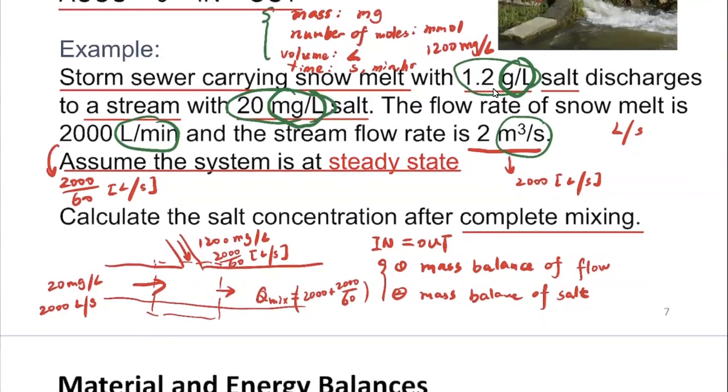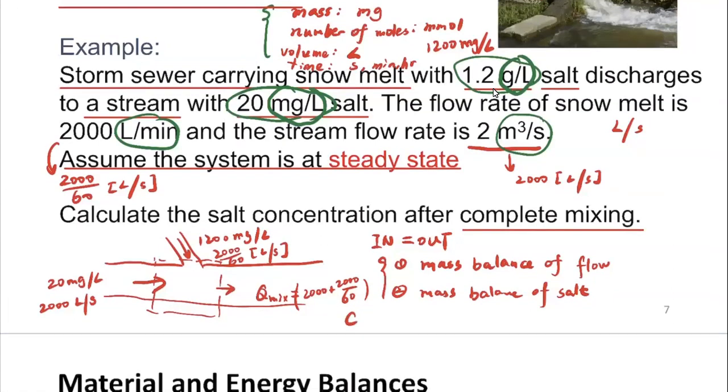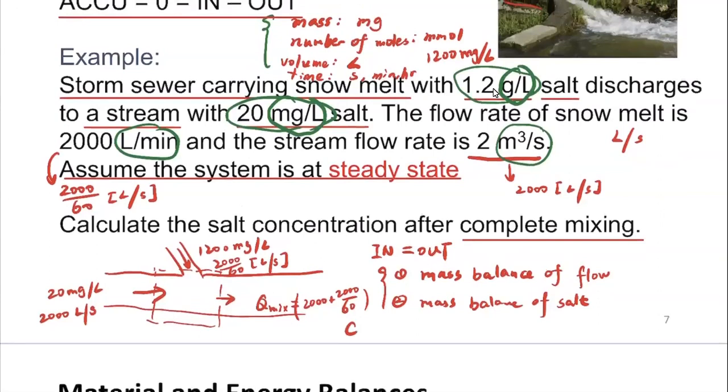And then secondly is the mass balance of the salt, right? We need to calculate what is the inflow of the salt species into this control volume. So we have two inflows. The first one is coming from the stormwater. What we need to do is use a C, let's say we start to name it. Let's say this is the storm sewer, so let's just name it as CS, right? Storm sewer.